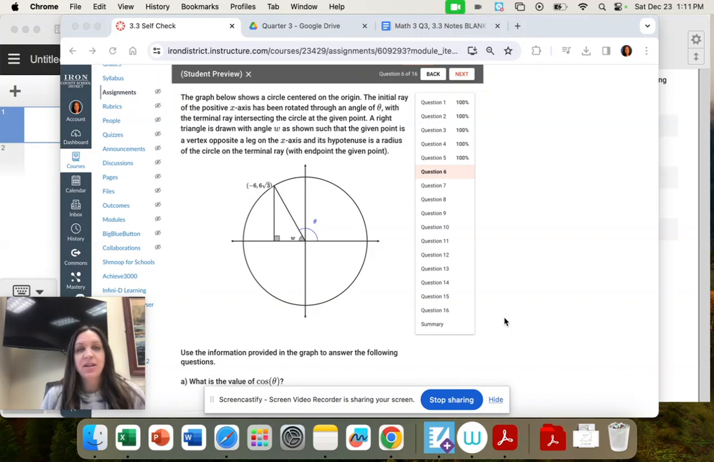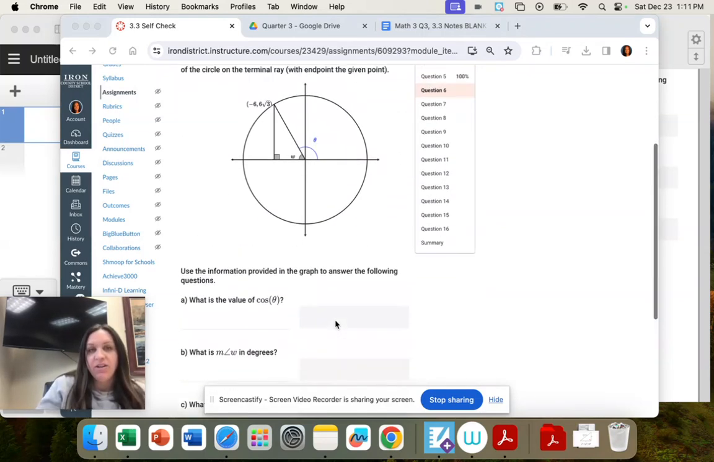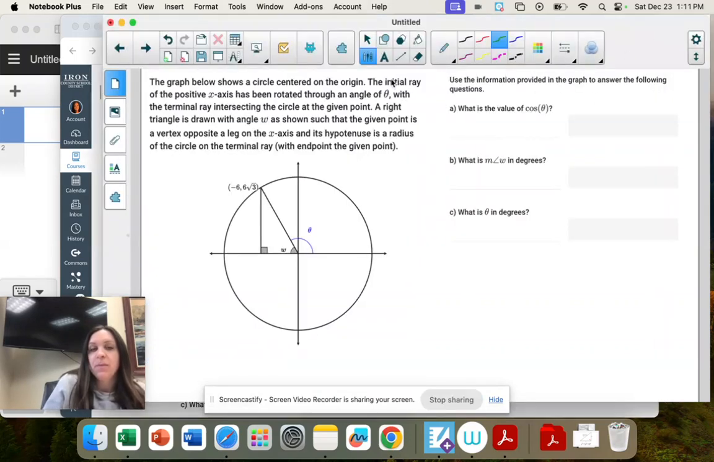Question 6, same thing. We have a graph and there's an angle theta. There's a ray up to these points. We drop down and make a right triangle so we can find the length of the radius. So we're going to find cosine again and then find our angle measures. So let's start with W.